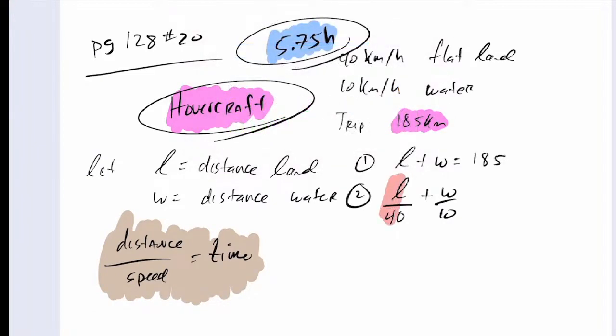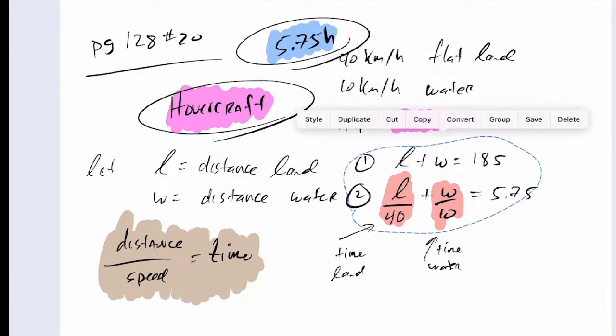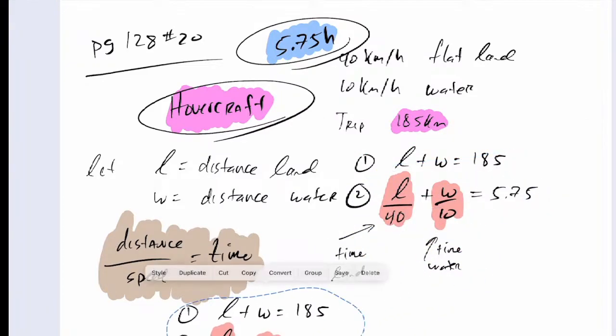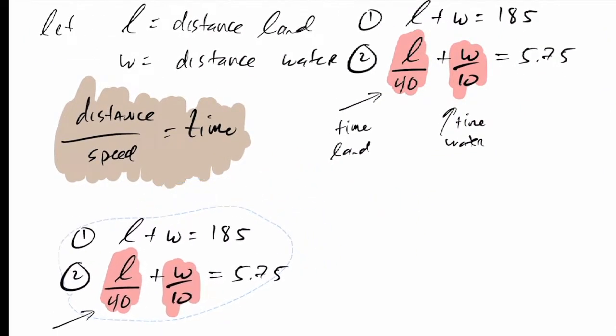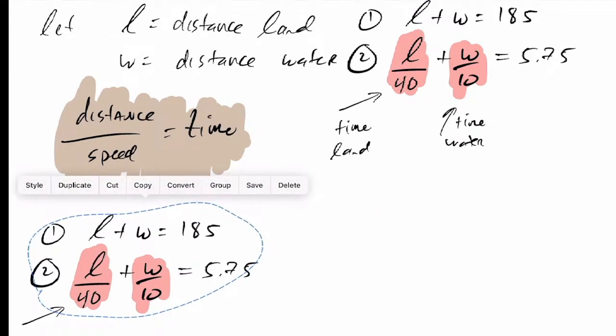Lena, does that make sense? This is the time I spent by land, and this is the time I spent by water. So when you sum that together, you get the total time, which is 5.75. Okay, good so far. So let me know if there's any questions.